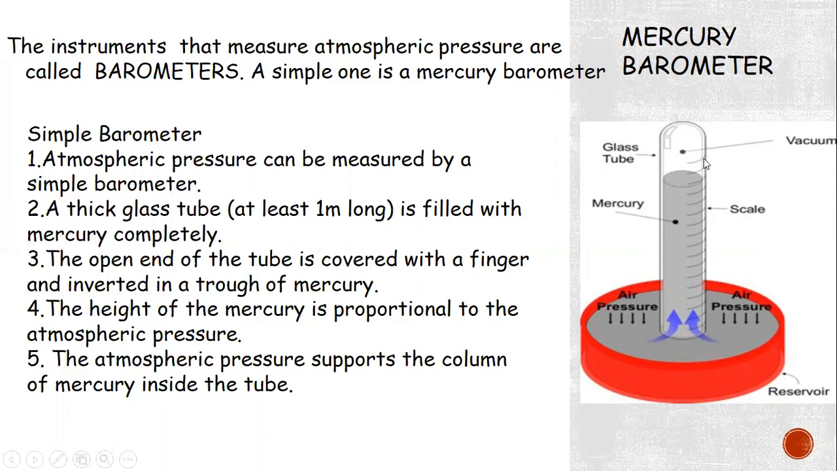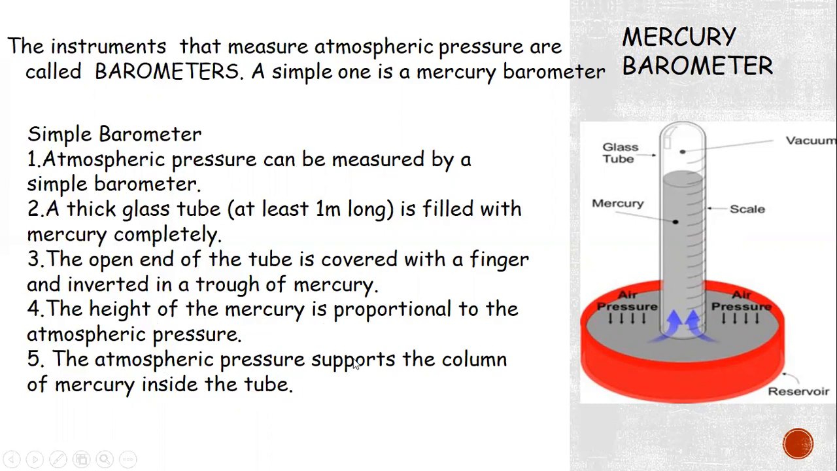We have already seen that when the atmospheric pressure and the pressure exerted by this mercury column are equal, the length will not decrease further. So when they are equal, the length of the column shows us the atmospheric pressure at that time. The height of the mercury is proportional to the atmospheric pressure.